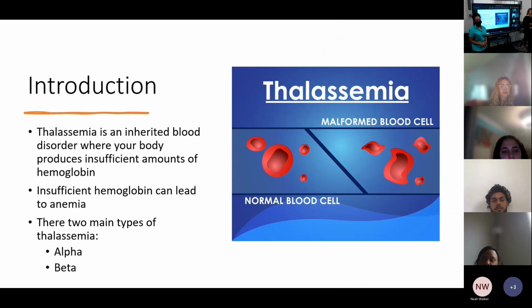So thalassemia is an inherited blood disorder where your body produces an insufficient amount of hemoglobin. This can lead to anemia and an insufficient amount of healthy red blood cells being available for the body. There are two main types of thalassemia, alpha and beta. When we use those terms, alpha and beta, we're referring to the hemoglobin chains where there's a deficit.